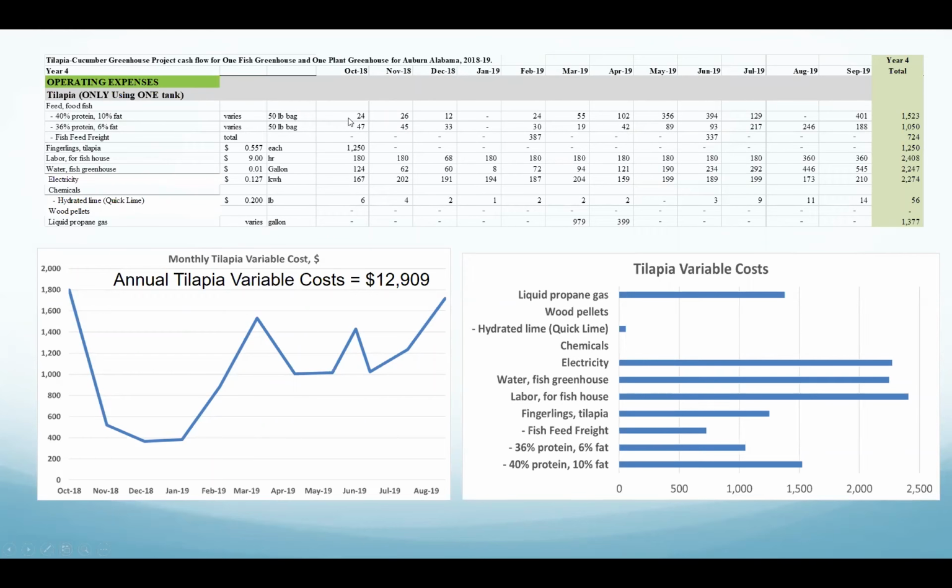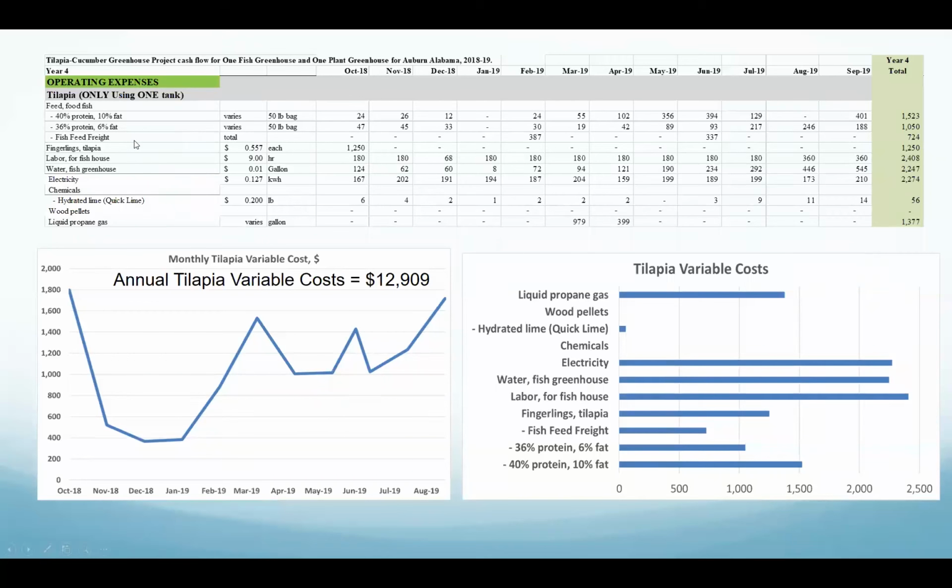And then we've multiplied these 50-pound bags, the physical number of bags used, by the cost per bag to come up with these costs here. And we used a 40% protein and a 36% protein with a 10 and 6% fat respectively. And so that came up with about $2,573 for the year. So we're not putting a terribly large amount of feed into these tilapia systems.